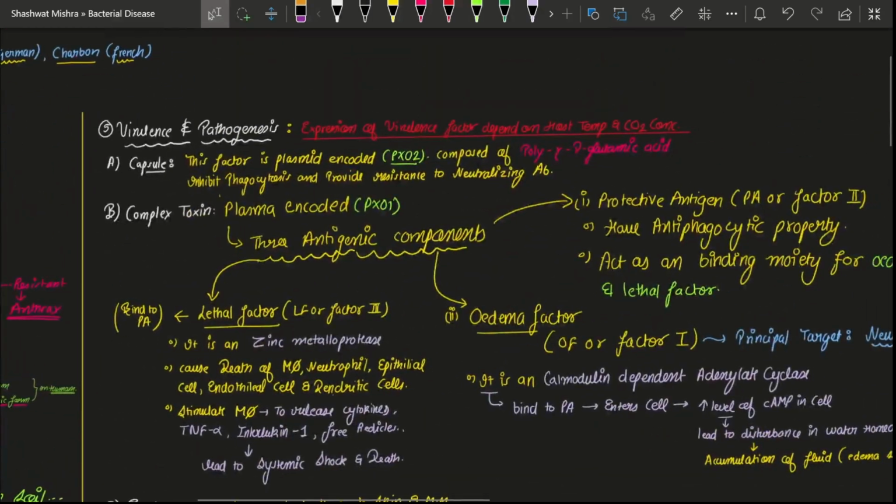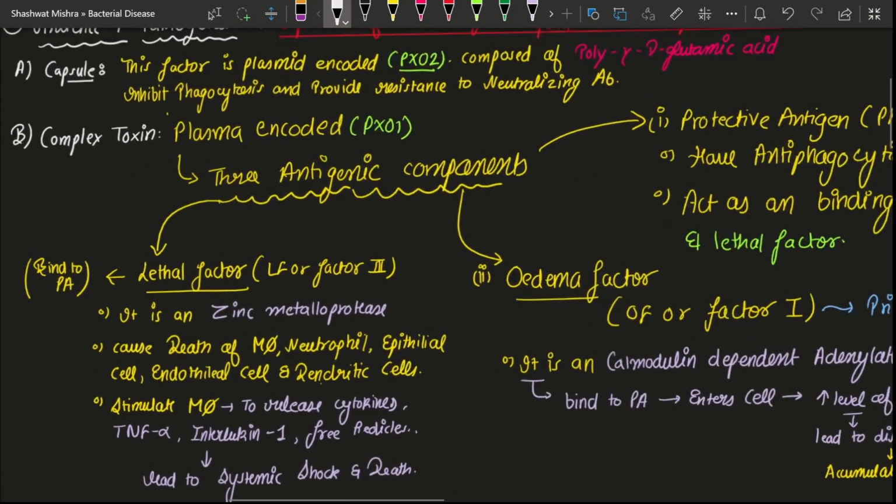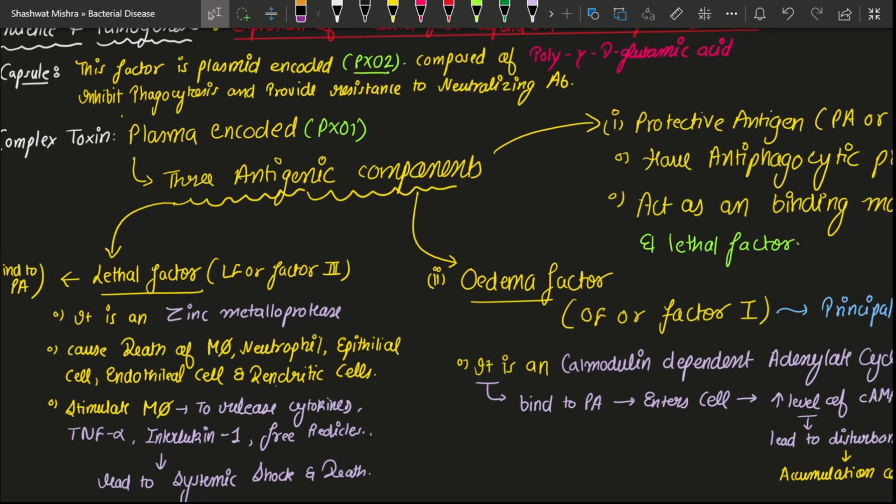Moving on to the virulence and the pathogenesis of anthrax. First of all, there are 3 virulence factors we are going to discuss, and all 3 depend on the host temperature and the CO2 concentration inside the host. The very first virulence factor is the capsule. This factor is plasmid encoded, designated as pXO2. It is composed of poly-gamma-D-glutamic acid.